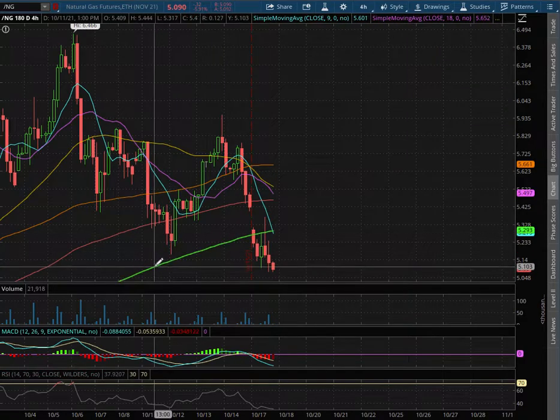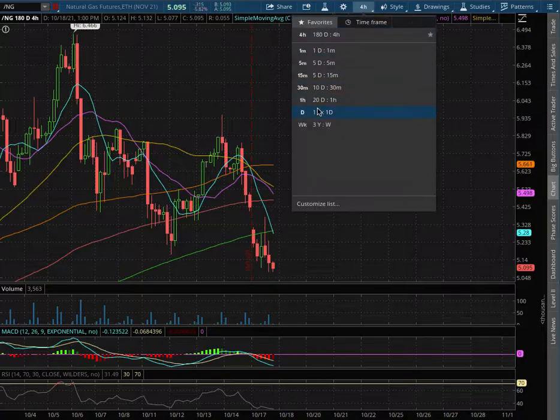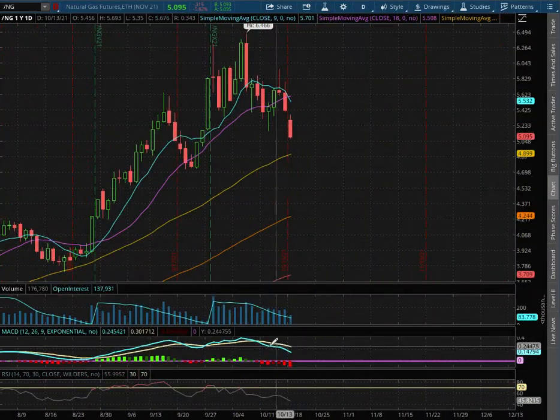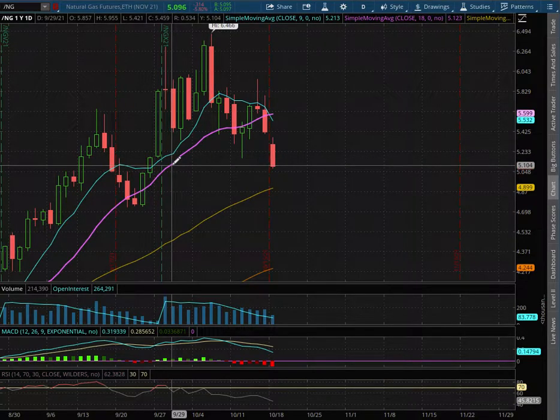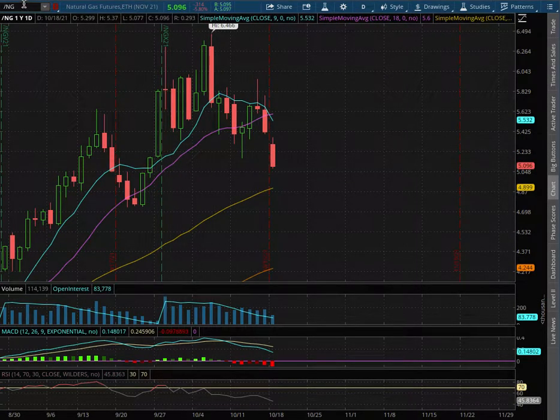We have broken below the 200 moving average, this green line, at a price of $5.29. As with the daily chart, we remain in positive MACD. We did see the 9 moving average diverge onto the 18-day moving average, the blue and purple lines respectively.